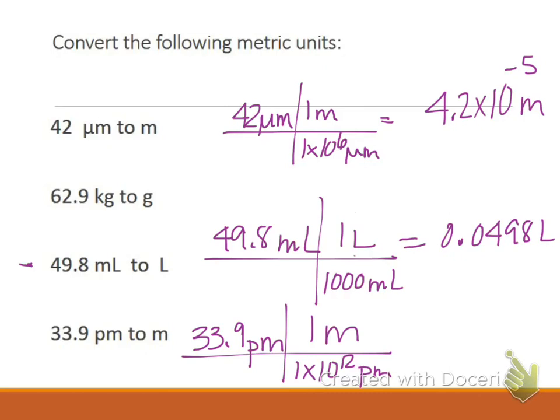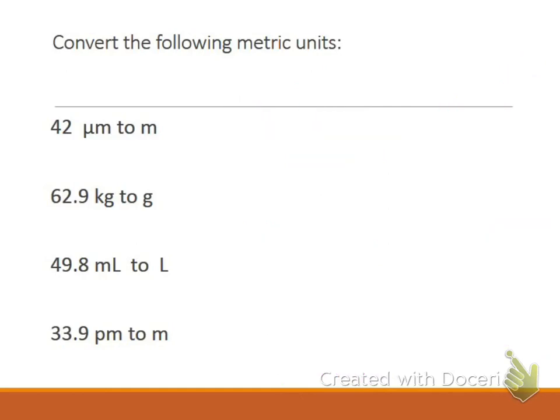Okay? And so that should end up being 3.39 times 10 to the negative 11 meters. Okay. Does everybody have that? Because I'm going to erase it and kind of clarify something.